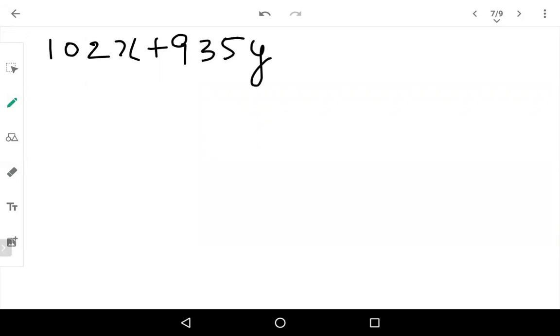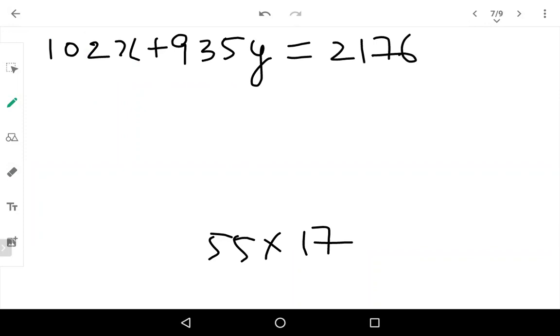102x plus 935y. How did I get 935? 55 into 17. Okay, 935y is equal to 2176. 2176 is 128 into 17.